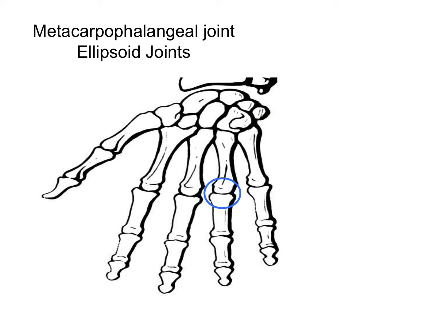Now we come to the ellipsoid joints. Ellipsoid joint is the example of the biaxial joint. An oval convex surface fits into an ellipsoid cavity. Best examples are the metacarpophalangeal joint and the wrist joint. Here movements are brought about along two axes. First is the transverse axis, which allows flexion and extension. The other is the anteroposterior axis, allowing abduction and adduction movements.